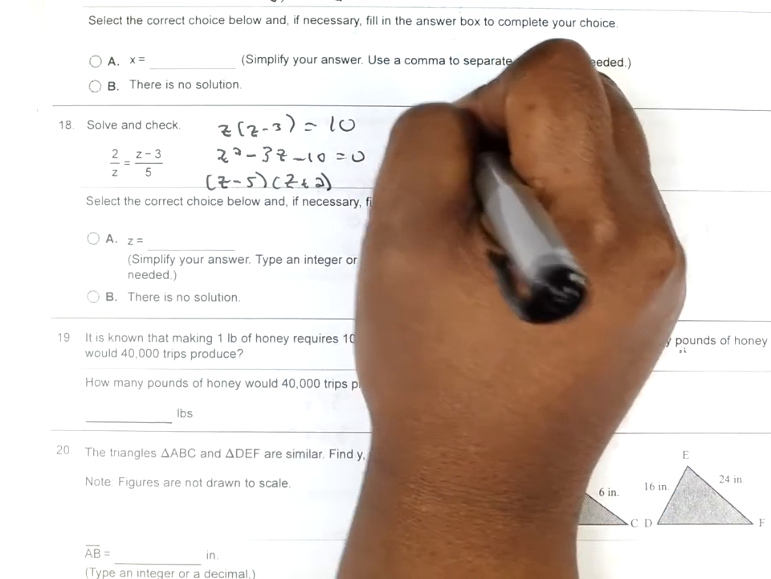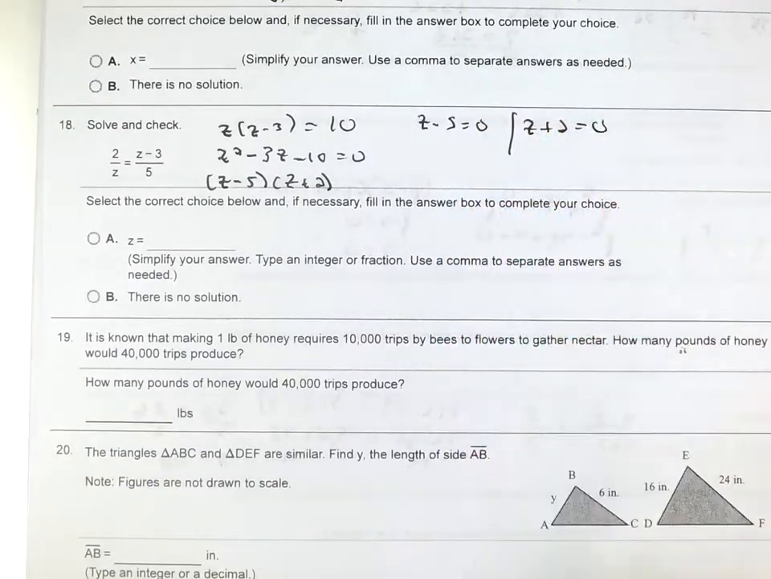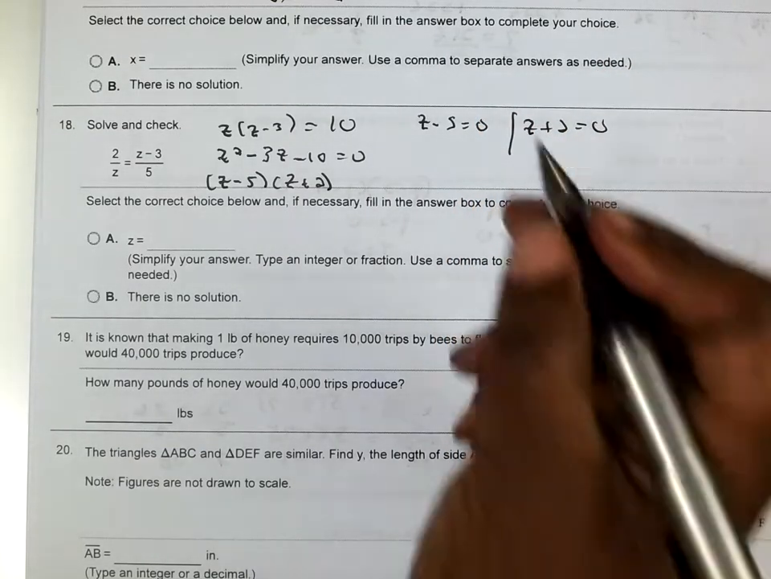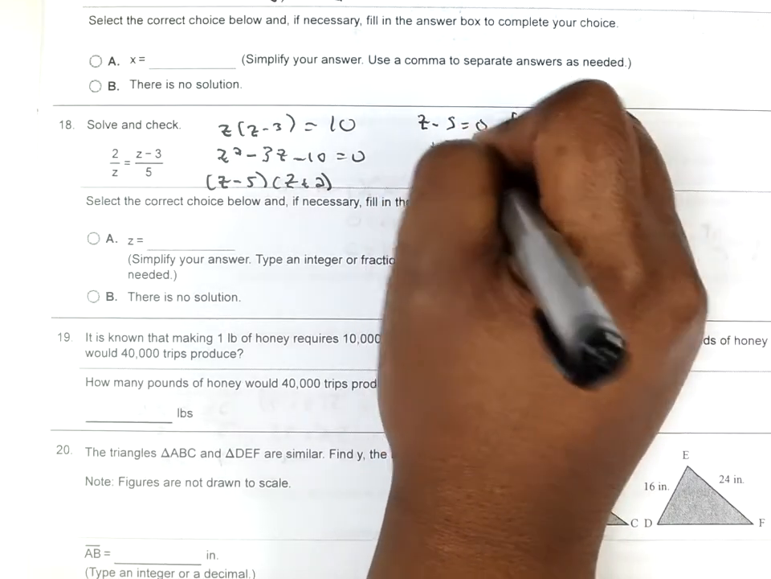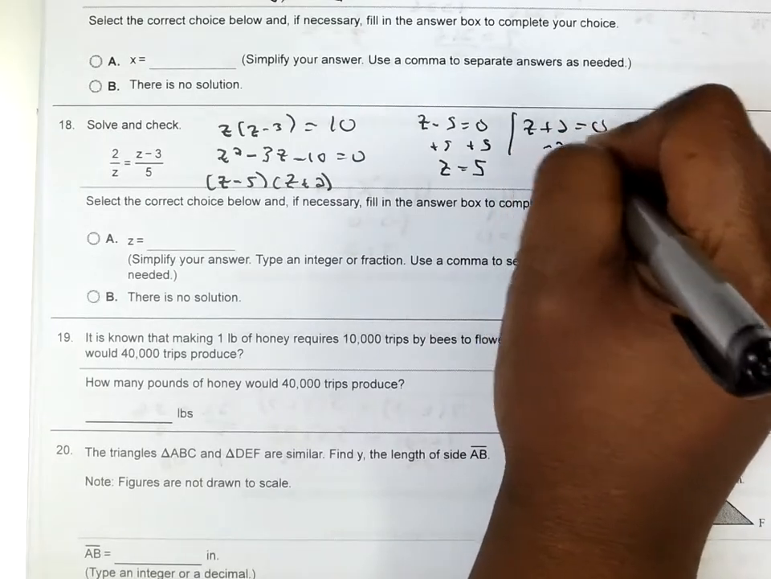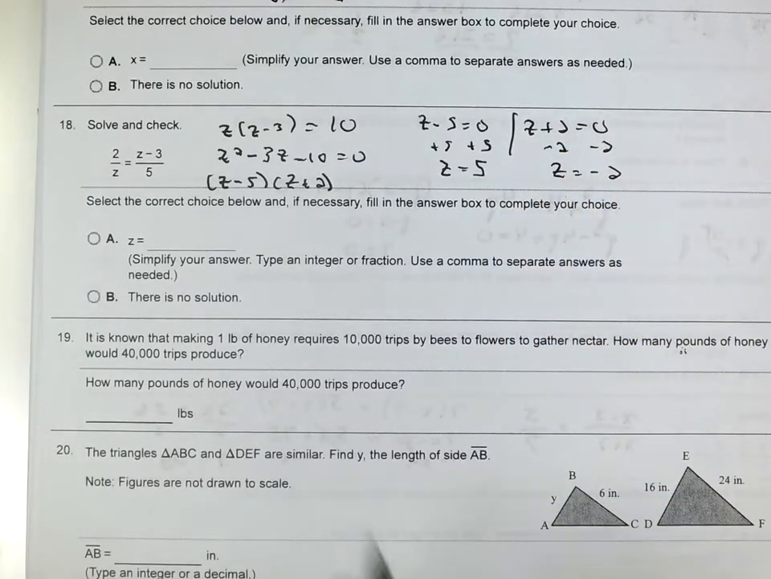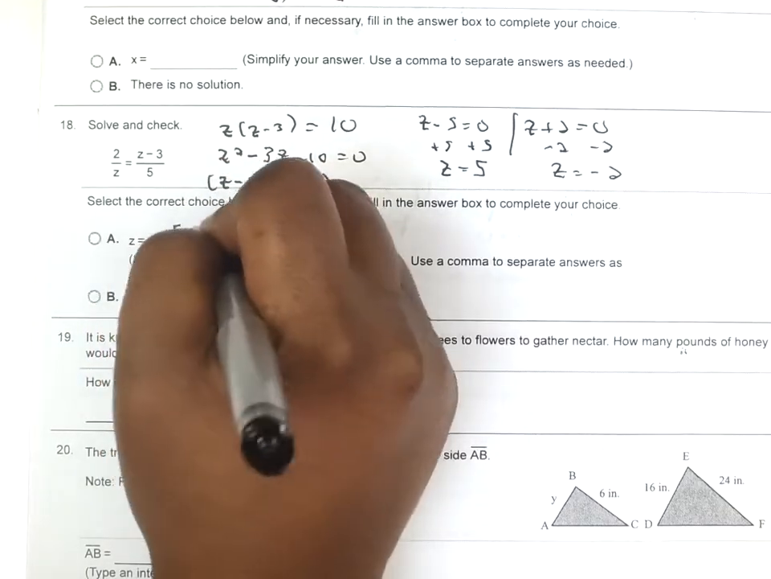Set each of those equal to 0. So z minus 5 equals 0, z plus 2 equals 0. Here I just have to add 5 to both sides. So one of my solutions is 5. And here I have to subtract 2. So my other solution is negative 2. So we get 5 and negative 2.